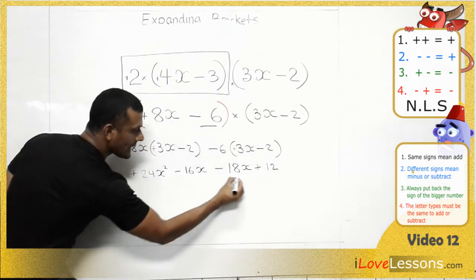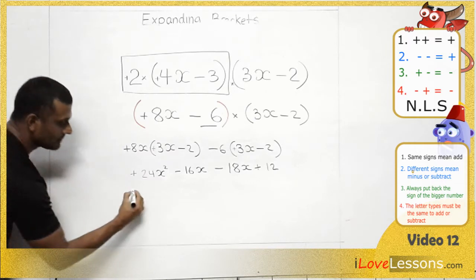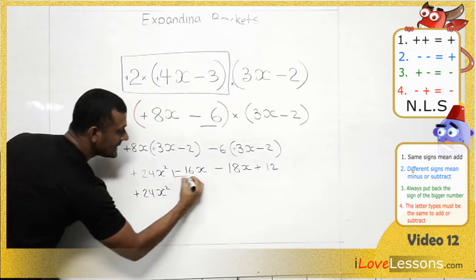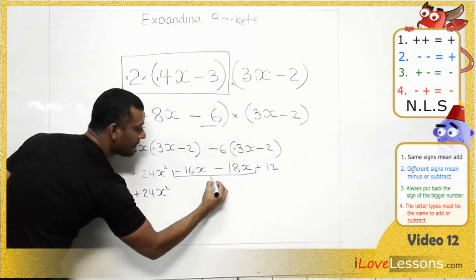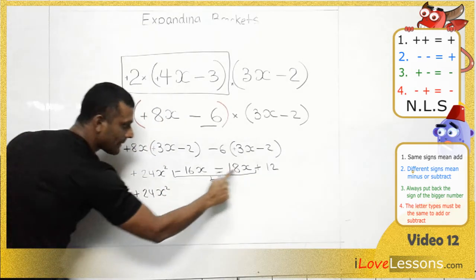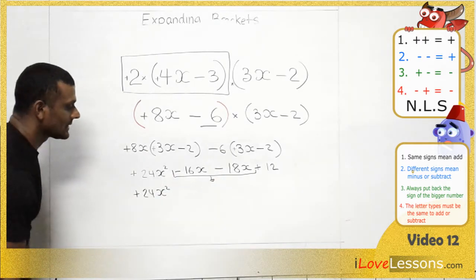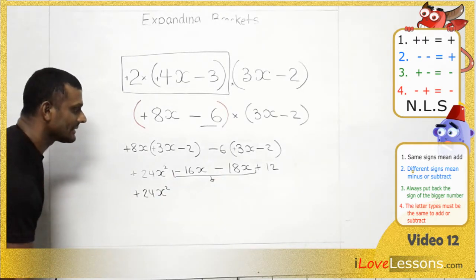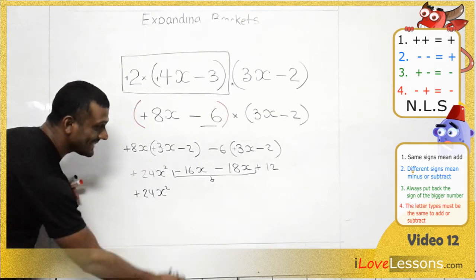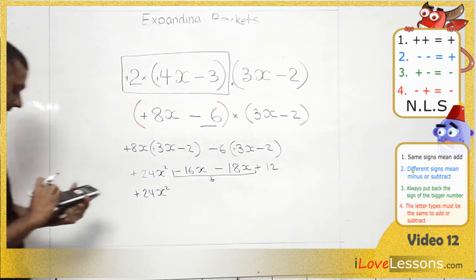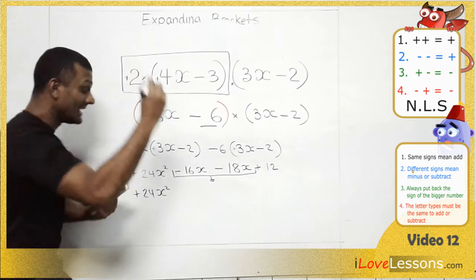You notice these two items have x in them. So, we have positive 24x squared. And these two, if you combine them, because both of them have x, you're allowed to add them. Signs are the same. So, 16 plus 18. My calculator, what's going on with me? 16 plus 18. 34.